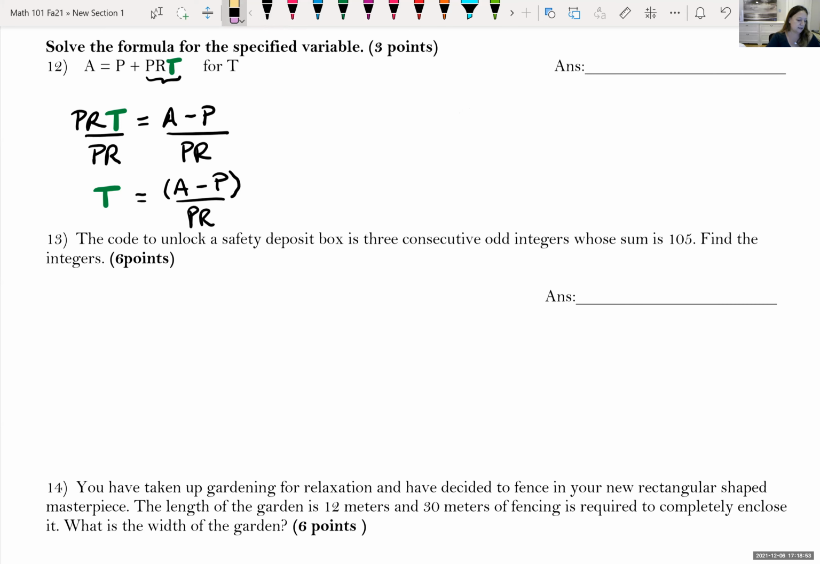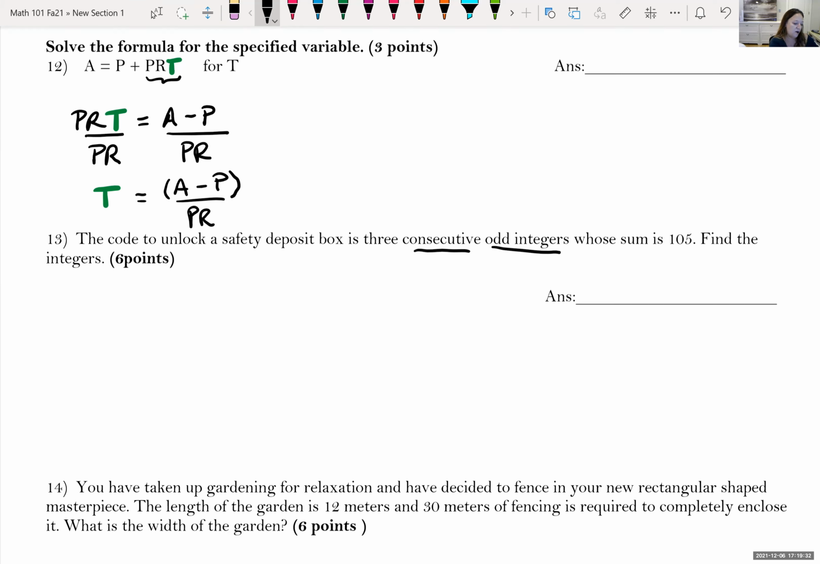Okay, so next is everybody's favorite, those word problems. It says the code to unlock a safety deposit box is 3 consecutive odd integers whose sum is 105. Find the integers. Remember, consecutive integers are 1, 2, 3, just adding one to get to the next. For consecutive odd integers, if I start at 3, to get to the next odd number, 5, I add 2. To get to the next odd integer from 5, I add 2 and get 7.